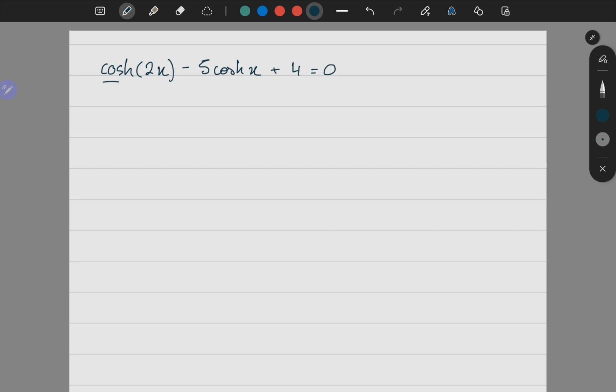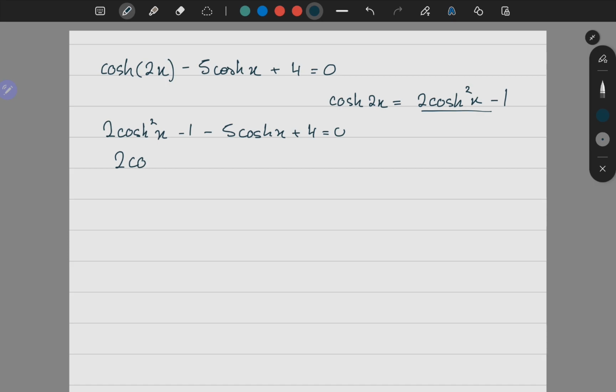I know that I can use the double angle formula for the cos counterpart, but I can turn it into cosh. So this is the formula if you're looking for it, and we can just take this and put it in there. So that will be 2 cosh squared x minus 1 minus 5 cosh x plus 4 equal to 0.